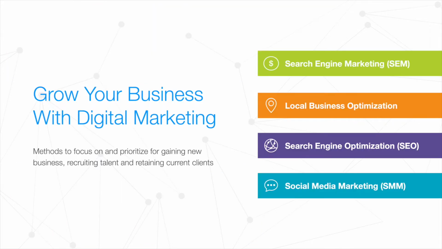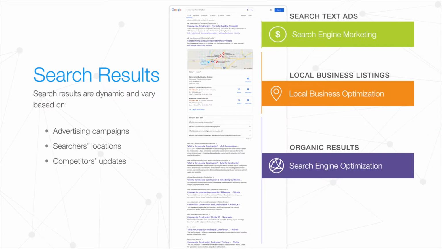So today we're here to talk about growing your business with digital marketing. The areas that we're going to cover are search engine marketing, local business optimization, search engine optimization, and social media marketing. So the first thing that I like to talk about whenever we are talking about digital marketing is starting from where the client or potential customer is starting.